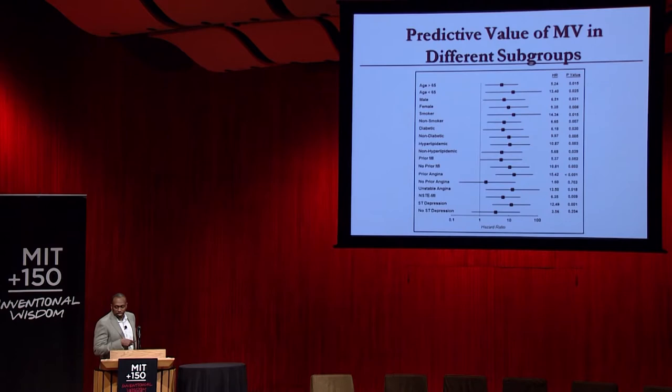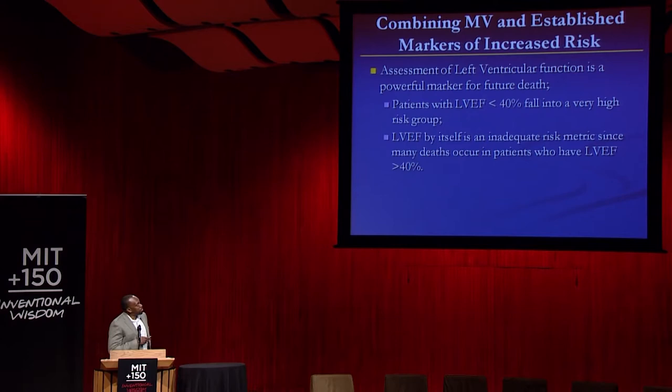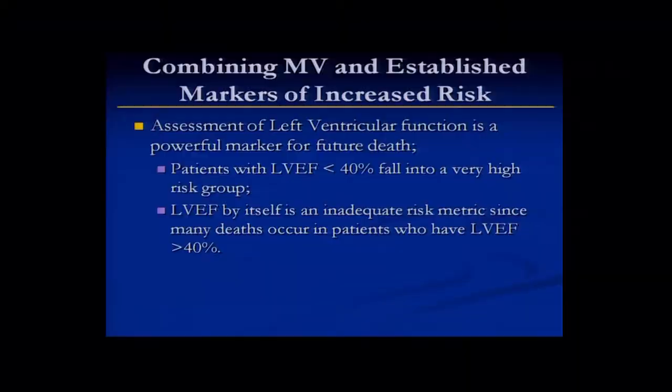You can also combine morphologic variability or these types of measures with established measures of risk to improve the performance. So for example, physicians typically look at what's called the left ventricular ejection fraction. That's the amount of blood that's ejected from the heart with each beat. If the left ventricular ejection fraction is less than 40%, we say the patients fall into high-risk subgroups and are at increased risk of adverse events.